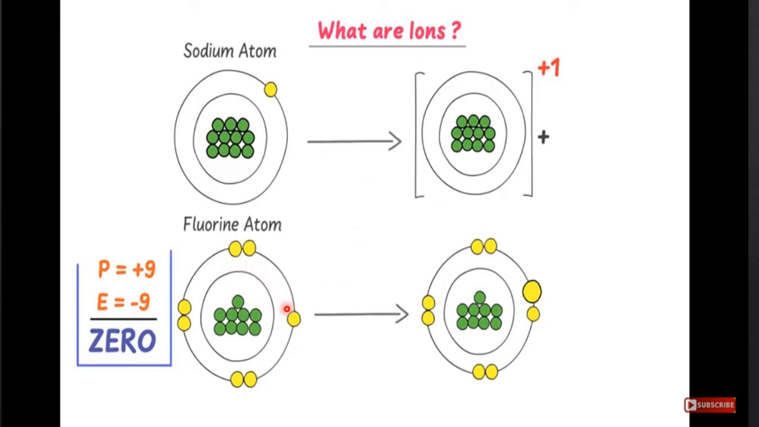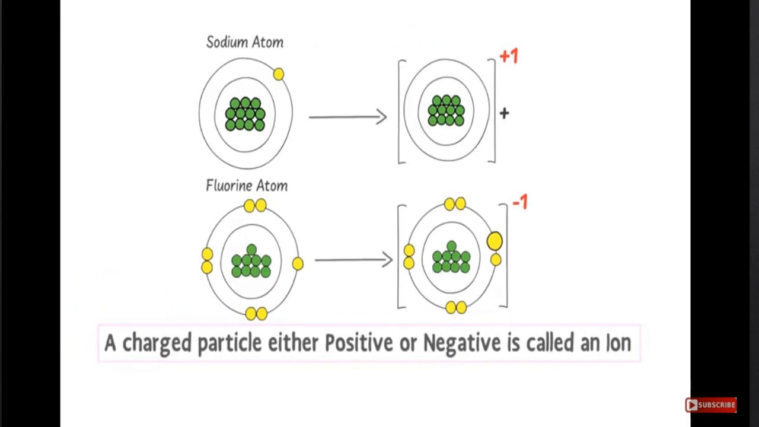As you have seen in this diagram, a fluorine atom has 9 electrons and 9 protons in its shells and in the nucleus. So the net charge is 0. It means the fluorine atom is in a neutral state. But when fluorine gains 1 electron, given by the sodium atom, it has 8 electrons in its outermost shell, meaning by gaining an electron, fluorine is now in a negative state and it becomes an ion. So by this we get a definition: a charged particle, either positive or negative, is called an ion.